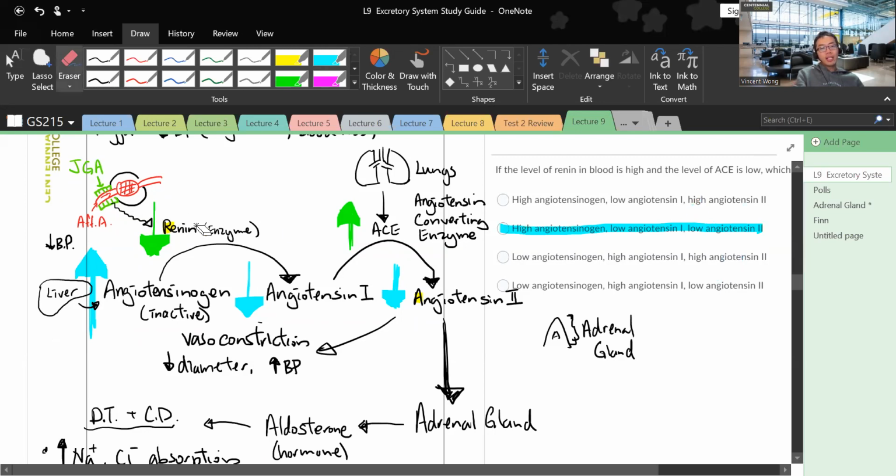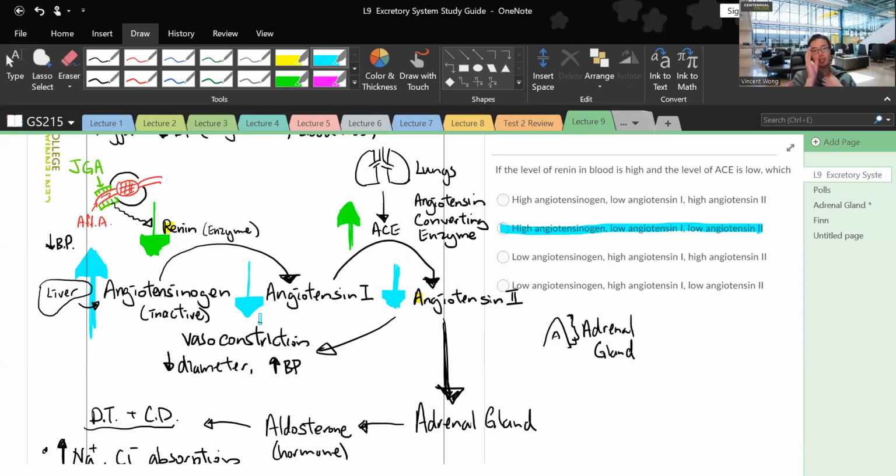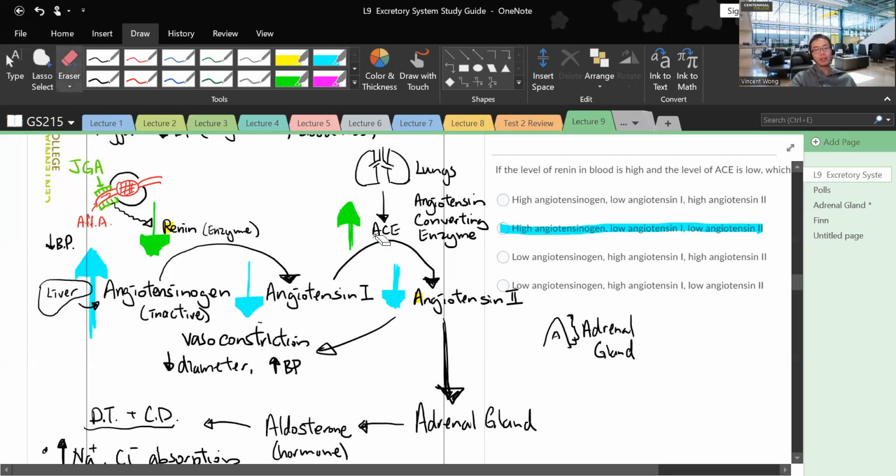So you have to see where the bottleneck is. Basically everything before the point that is low is going to build up, and after that, nothing really happens. It's going to remain low. It doesn't matter if the ACE is high over here, because again, we don't have the raw material. Do you understand?